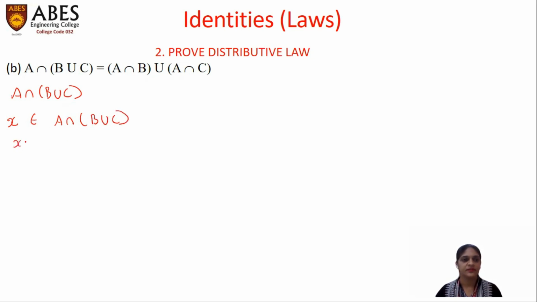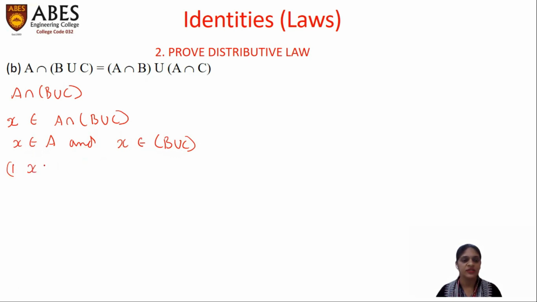It means X belongs to A and X belongs to B union C. Here it is defined that every time X must belong to A, but here X can belong to set B or it can belong to set C. So now we are having two possibilities over here.